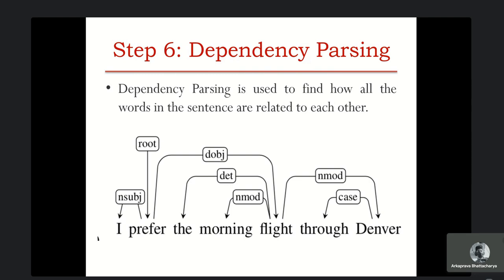Next one is dependency parsing. Dependency parsing also plays a very important role in sentence generation because, as I said, what the "I" is referring to is very important. So dependency parsing is used to find how all the words in the sentences are related to each other.